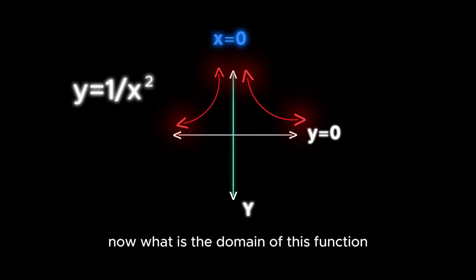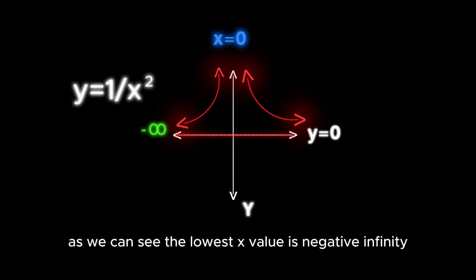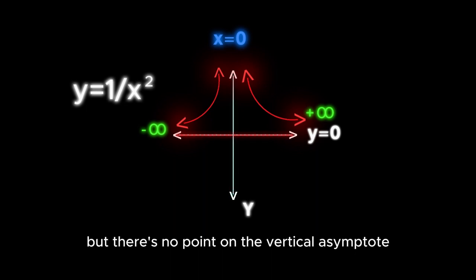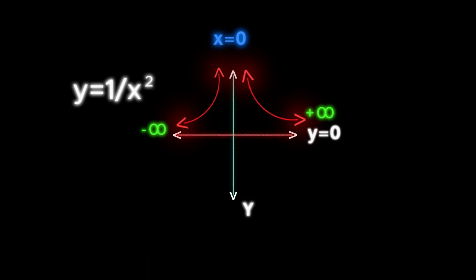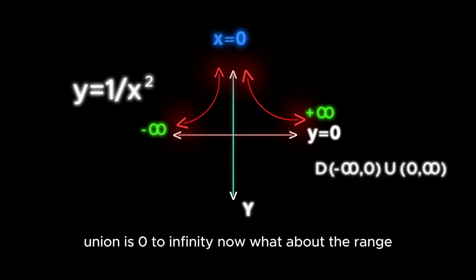Now, what is the domain of this function? As we can see, the lowest x value is negative infinity, and the highest is infinity. But there's no point on a vertical asymptote. So once again, we need to remove the vertical asymptote from the domain. So x cannot be 0. So it's going to be negative infinity to 0, union 0 to infinity.